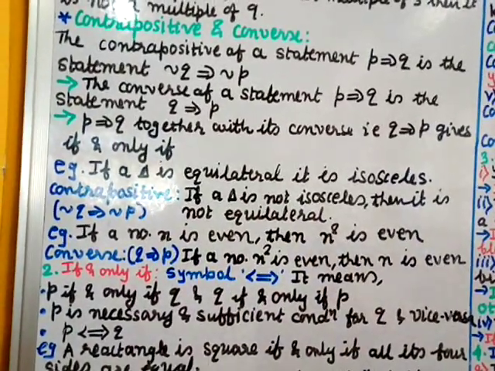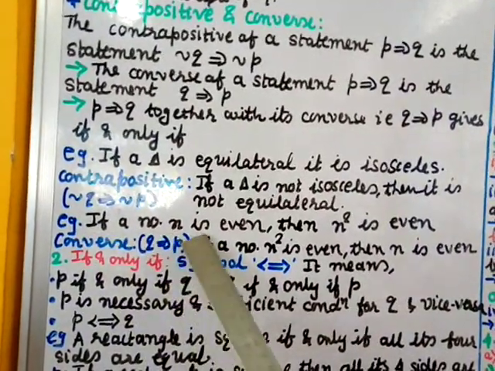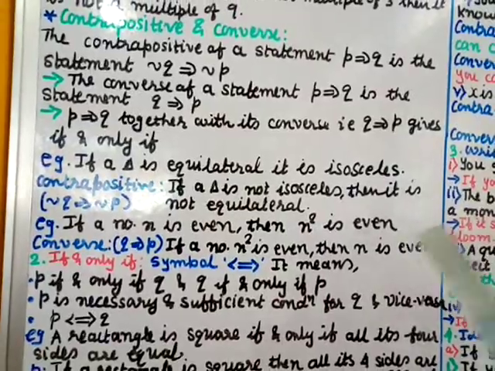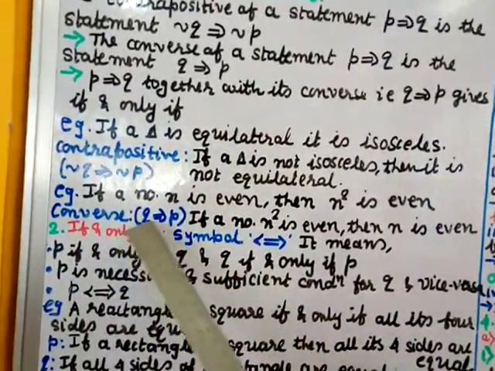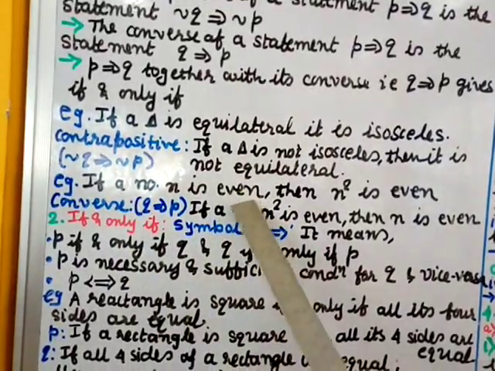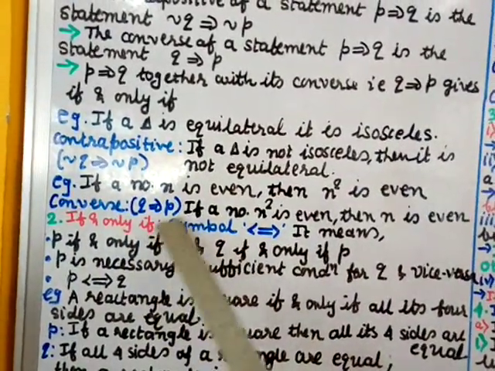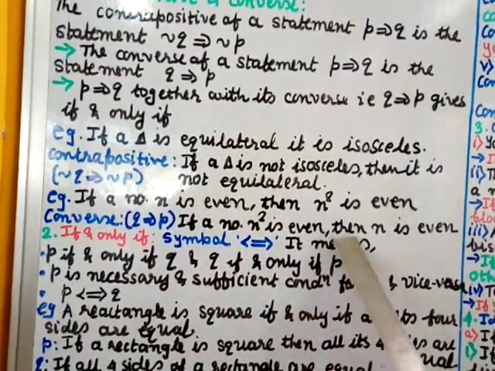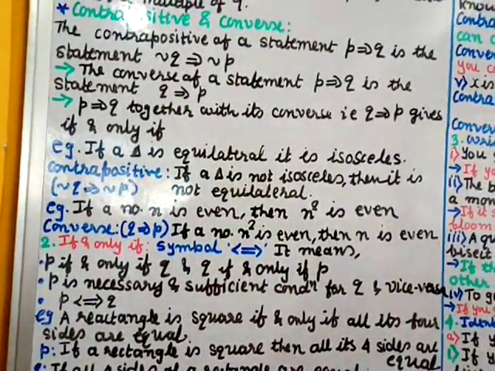Let us take an example for the converse of a statement. If a number n is even, then n square is even. This is a statement, and we have to write the converse of this. The definition of converse is Q implies P. The first statement is P, the second statement is Q. So now the converse will be Q implies P, so I will start from here: if n square is even, then n is even. So this is the converse.